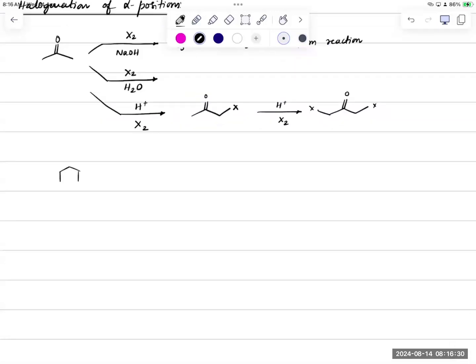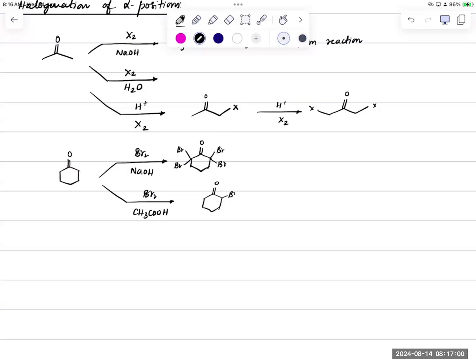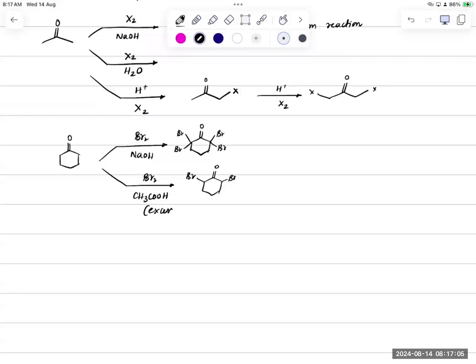Suppose you are given this, double bond O, and we have been given Br2 in NaOH, or I gave you Br2 in CH3COOH. In the basic case, you will get products with two bromines on both sides here, while here we'll add only one bromine, considering it is in excess. This is the product you will write.